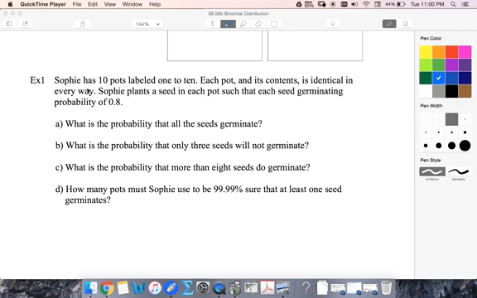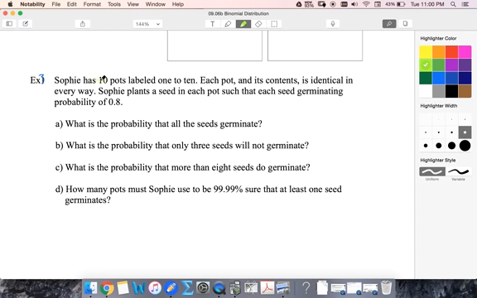All right, so clearly this should be example 3, not example 1. Sophie has 10 pots labeled 1 to 10. Each one, its contents is identical in every way. This is their way of telling us that it's independent events.